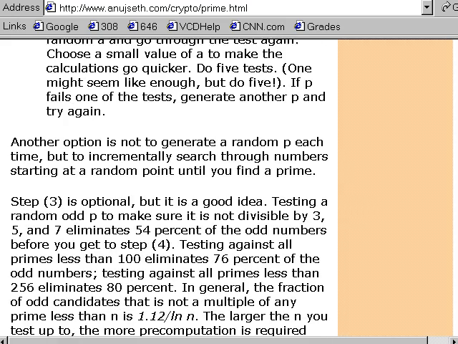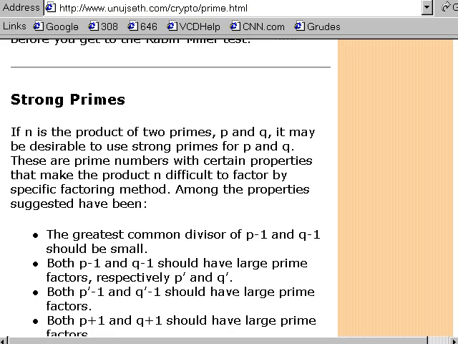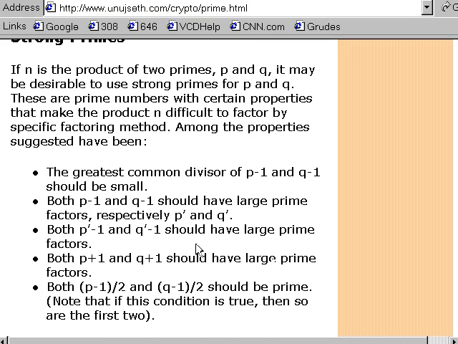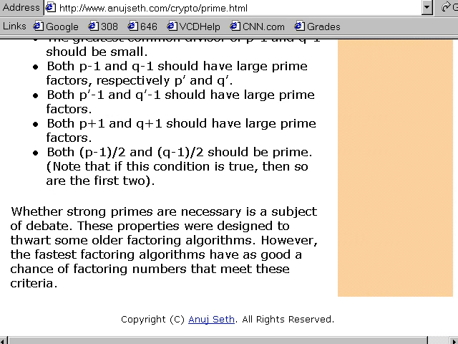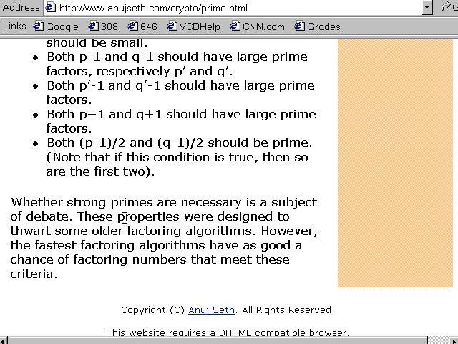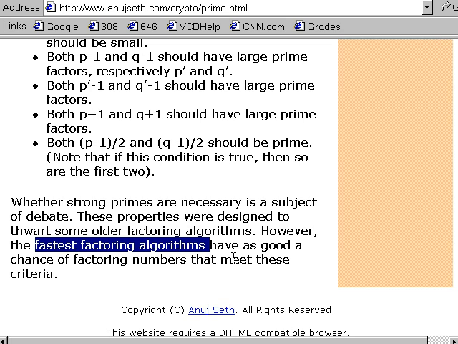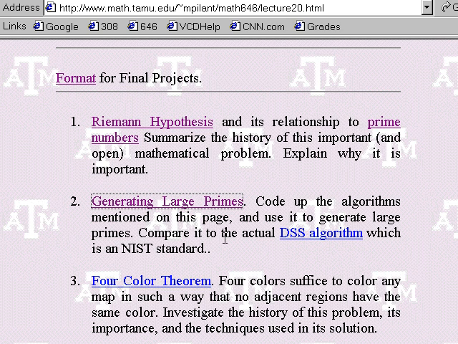Now there's something called a strong prime. So a strong prime has to do with numbers p and q and p plus 1 and p minus 1, and you can do a little bit of reading, but the strong primes are basically there to thwart some of the older prime factorization schemes. However, it makes a note in this document that for the best factoring algorithms now, it basically doesn't matter if the candidates are strong primes or not.